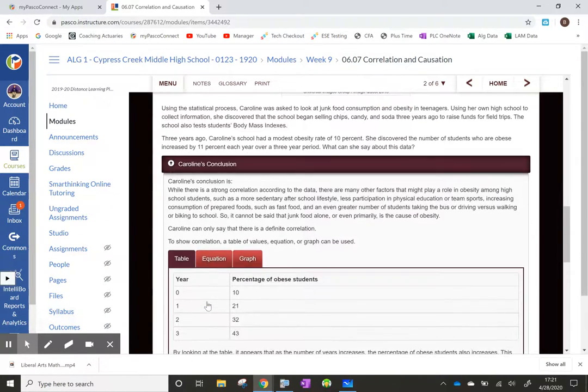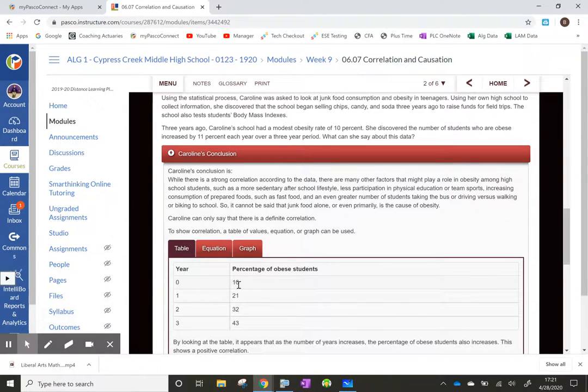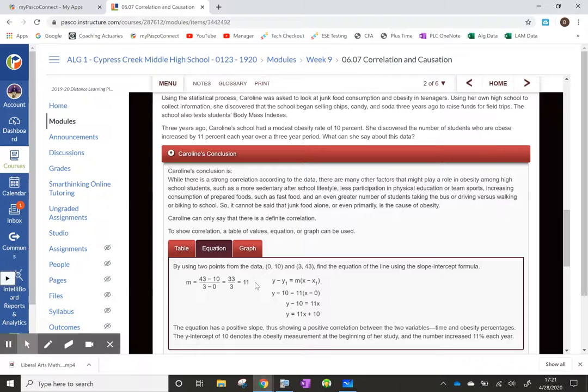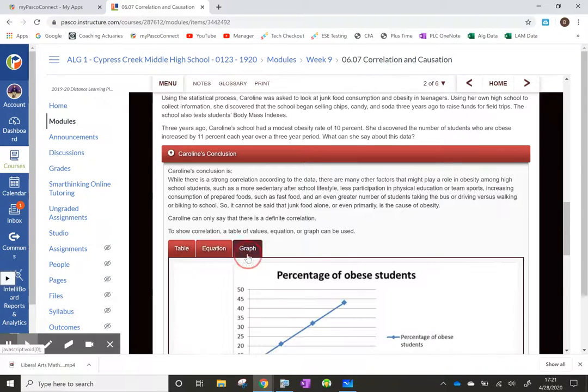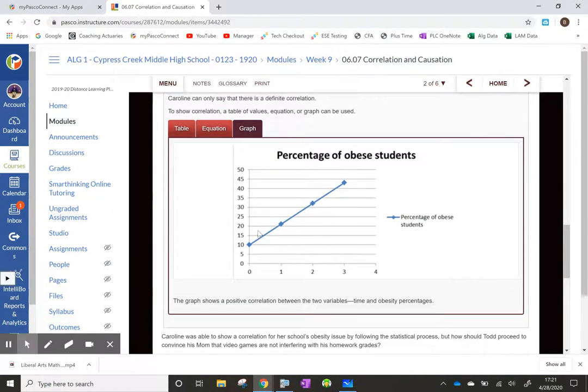So although you can maybe find a relationship there, you might say that there's a correlation. You got the table of the values, 10%, 21%, 32%, 43% of the students obese over those certain years. You have the equation that you can make from that using the slope formula, y minus y over x minus x, getting the m value and then plugging that in. And you can make a graph of that as well, right? So all this shows, hey, there's a positive correlation.